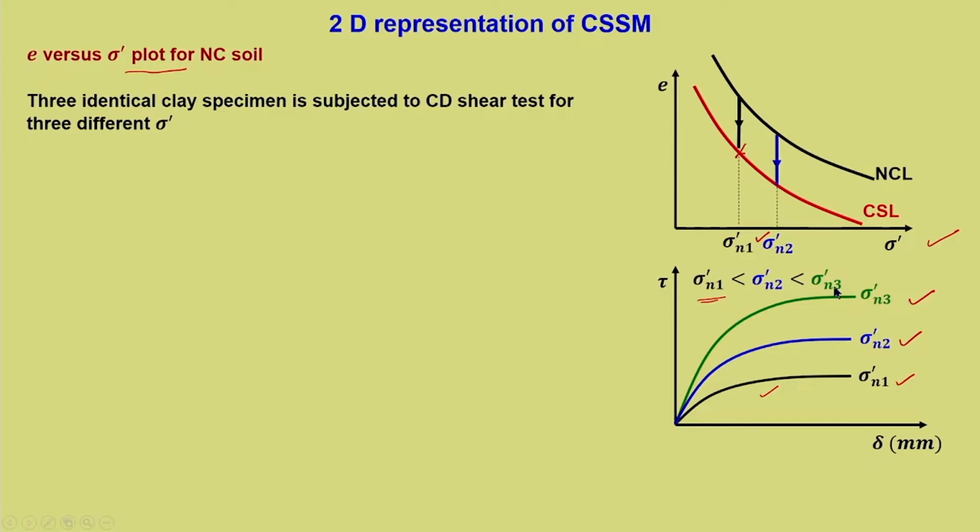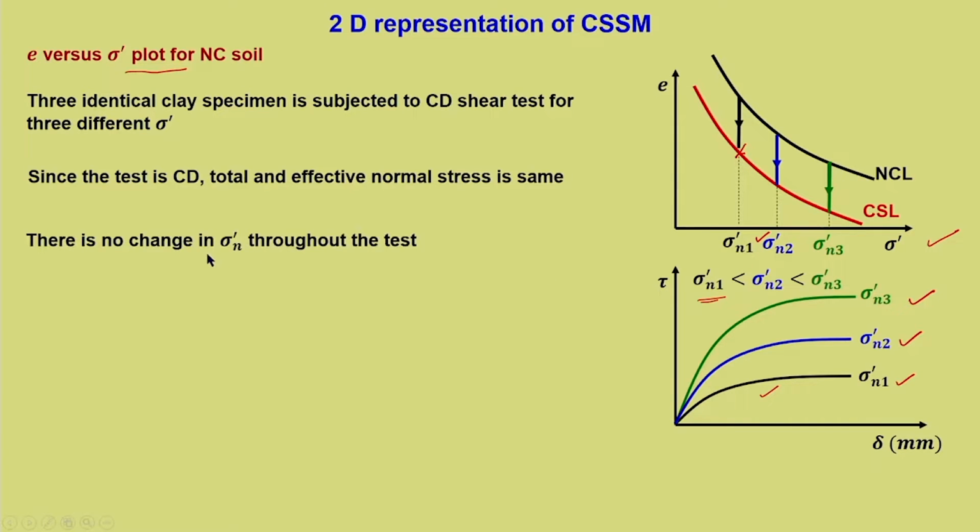Now, let us say sigma n2 dash, the same thing happens, and sigma n3 dash also the same thing happens, and wherever the path of E variation touches the critical state line, the failure occurs. Since the test is CD, total and effective normal stress is same. So, that is why it is not moving left or right, rather it is vertically down. There is no change in sigma n dash throughout the test.